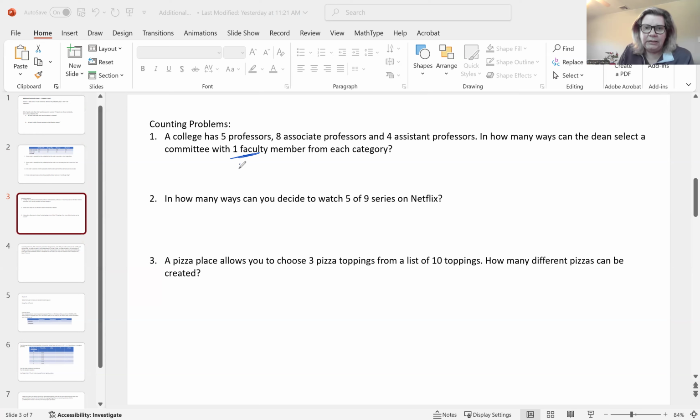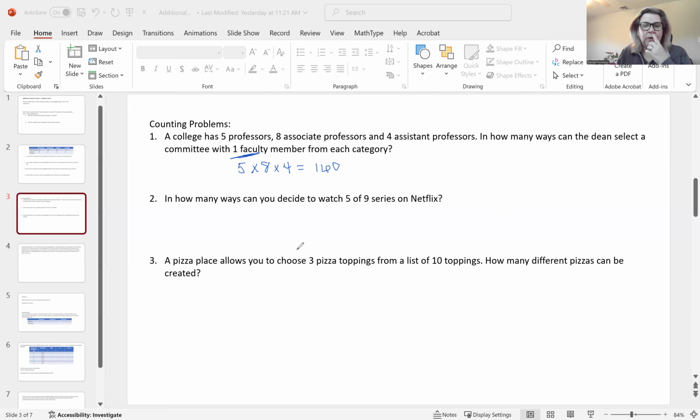So the number of ways is just the number of professors times the number of associates times the number of assistants. Again, the way to identify that is we're taking 1 from each category. All right, so that leaves us with combinations and permutations. Permutations, that's nPr, and combinations, nCr. Permutation, order matters. Combination, it's just random.